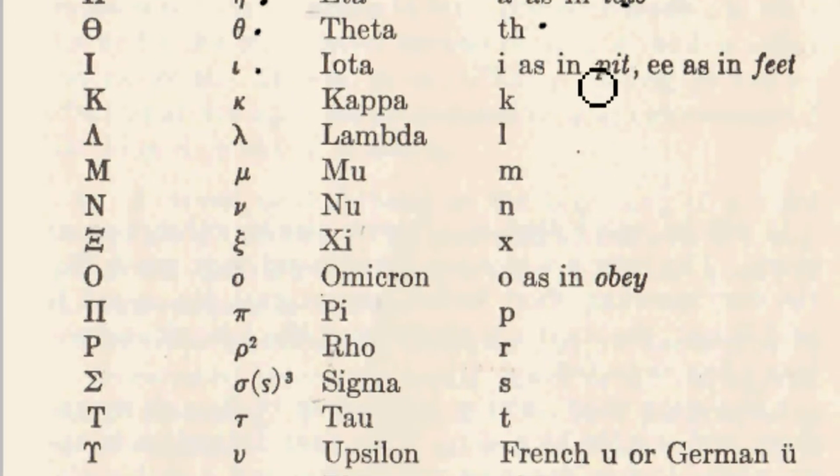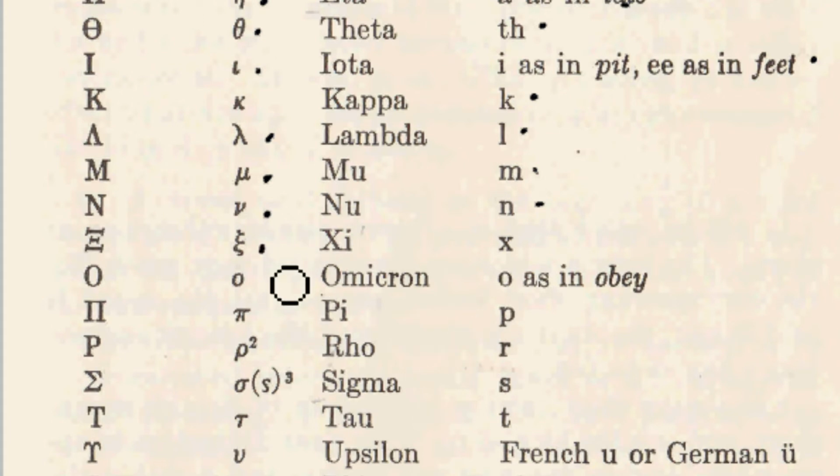Iota makes the sound of E or I. The short sound is I, as in pit. The long sound is E, as in feet. Kappa, of course, is the letter that corresponds to K. Lambda, the letter from which we get our English L, makes an L sound, lambda, L as in lamp. The mu is the sound of M as in mother. Nu looks like a V, but makes the N sound, N as in nothing.